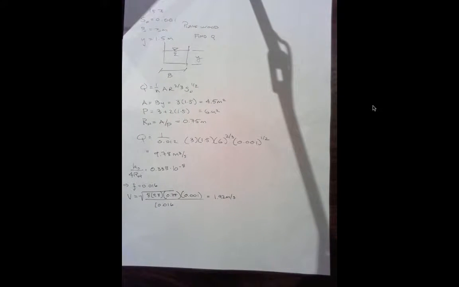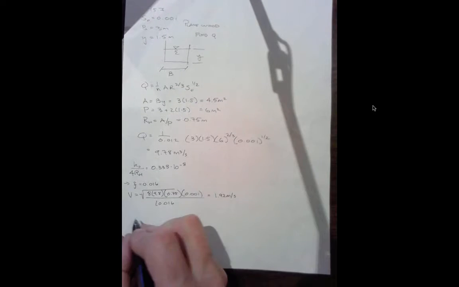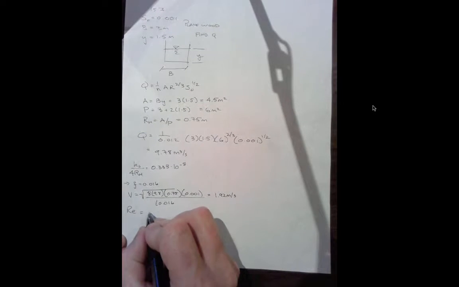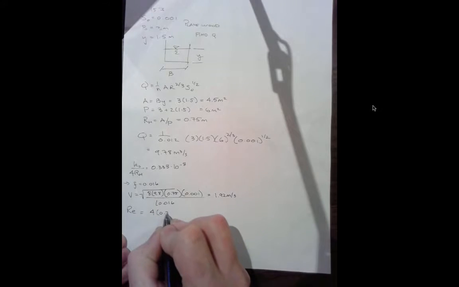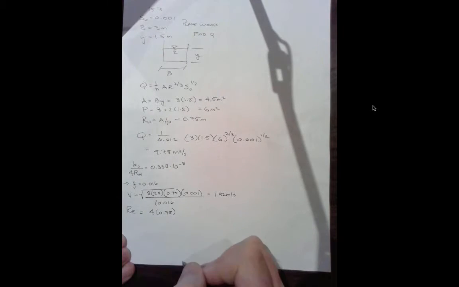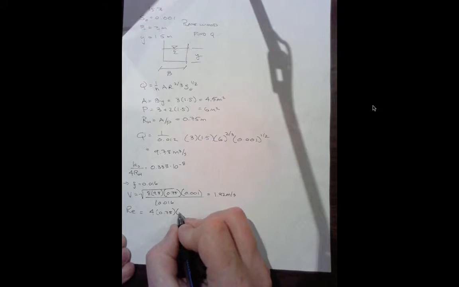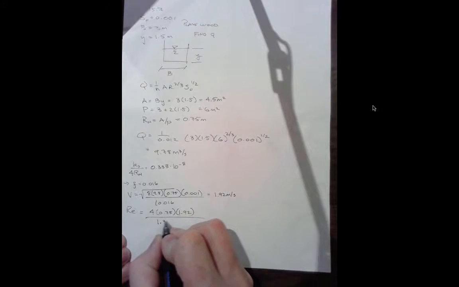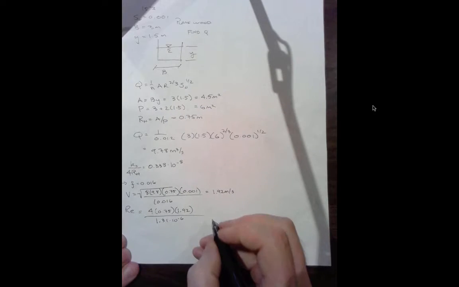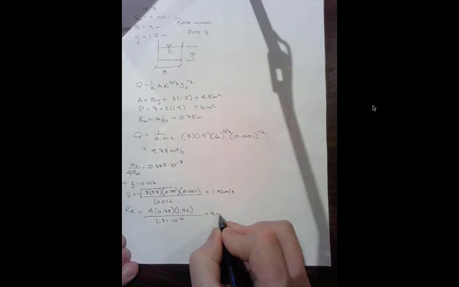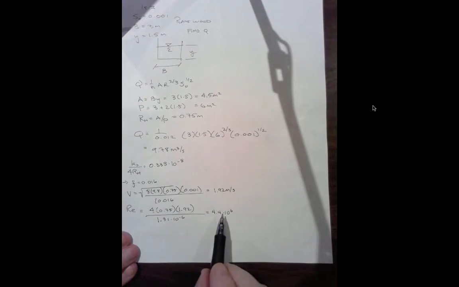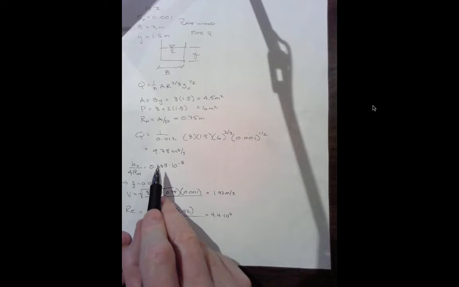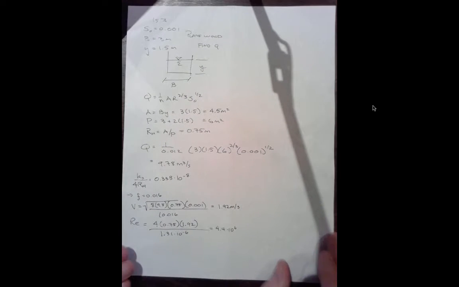Now we need to look up a Reynolds number. The Reynolds number is 4 times 0.75. It's the hydraulic radius. Times the velocity, 1.92, divide by 1.31 times 10 to the minus 6, which is the viscosity. We have a Reynolds number of 4.4 times 10 to the 6th. Now we'll use this Reynolds number and this roughness height in an attempt to find the next estimate of friction factor. Recall this one was just a guess.